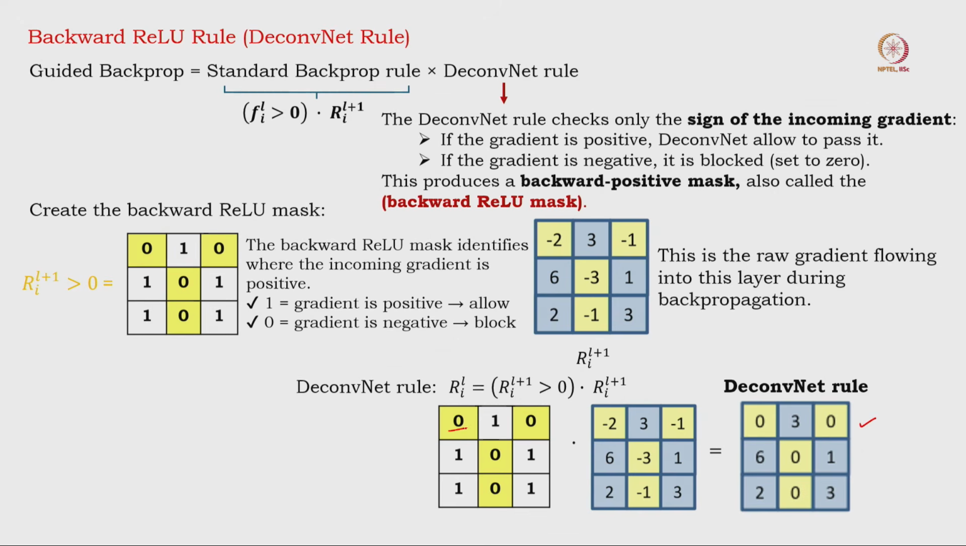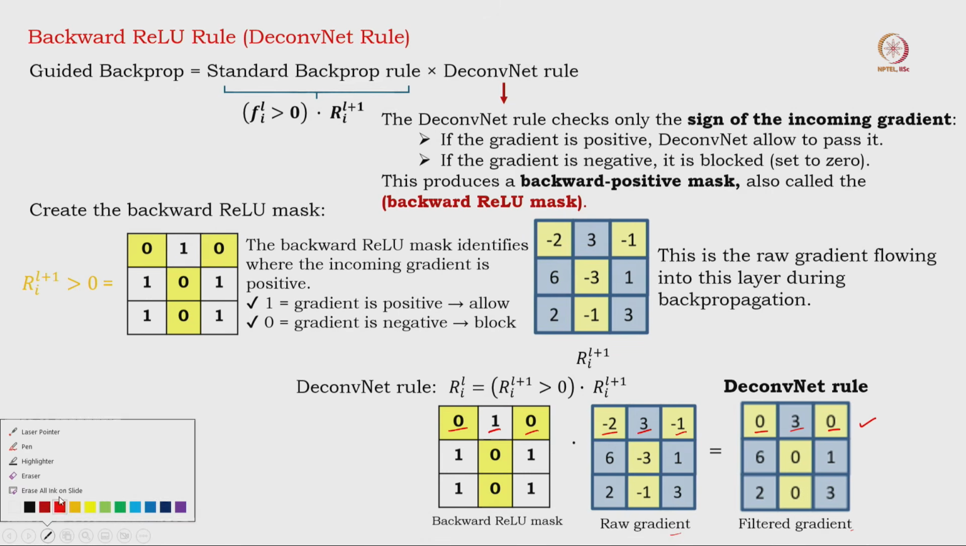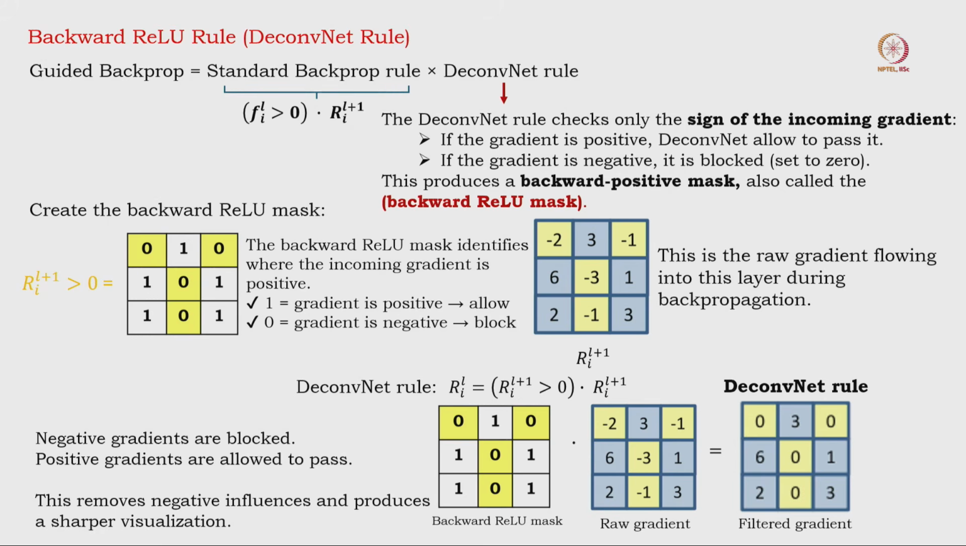Now, 0 multiplied with minus 2 is 0, 1 multiplied with 3 is 3, 0 multiplied with minus 1 is 0, and so on. So, this is the backward ReLU mask, this is the raw gradient, and what we have obtained is the filtered gradient. What exactly is happening in the filtered gradients? Only positive gradients are allowed to pass, negative gradients are blocked.